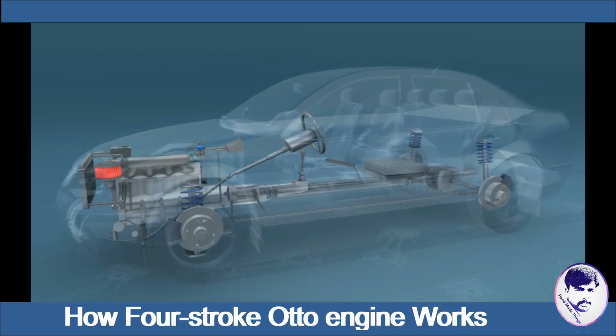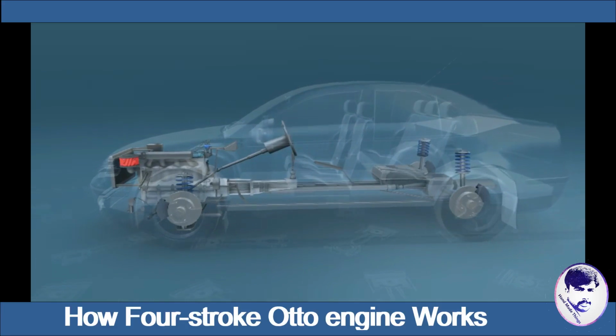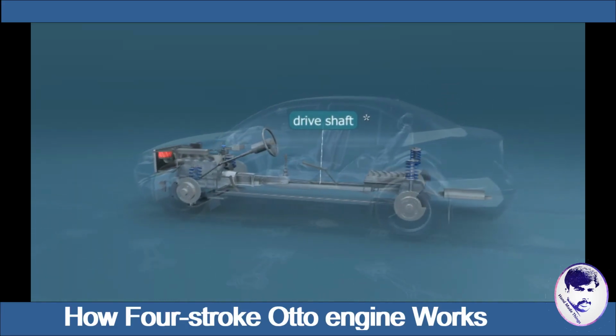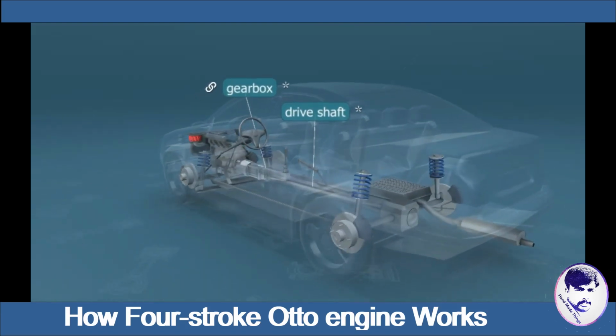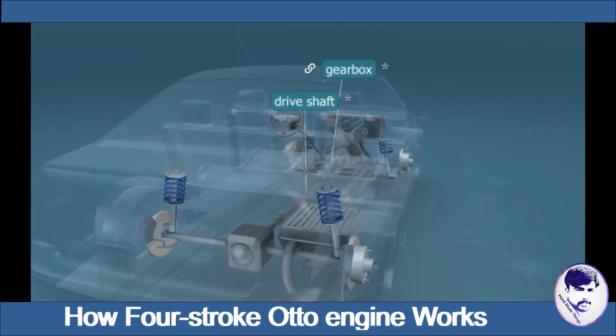We know that cars are powered by engines, but how do they do this? The rotating motion of an engine's crankshaft is transmitted to the wheels by the drive shaft. The gearbox changes the number of rotations of the driven wheels during one turn of the crankshaft.